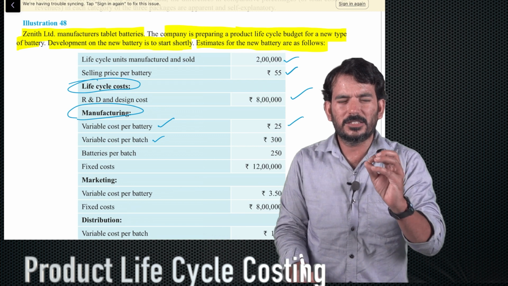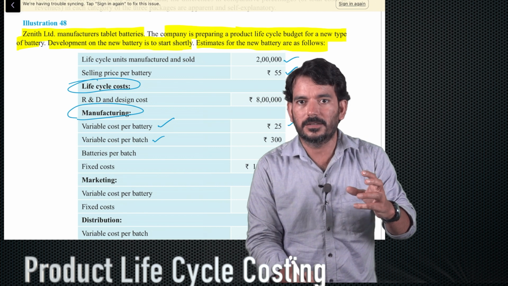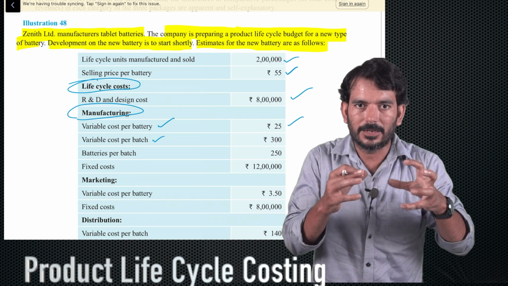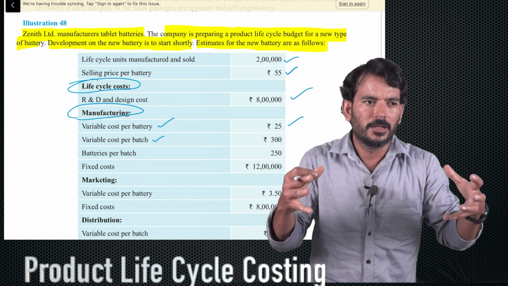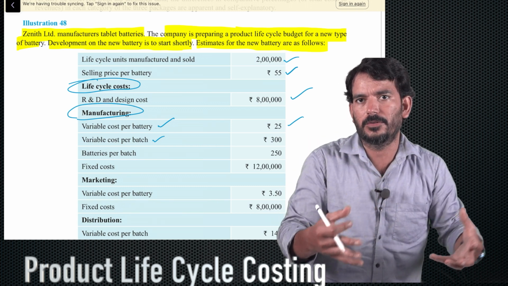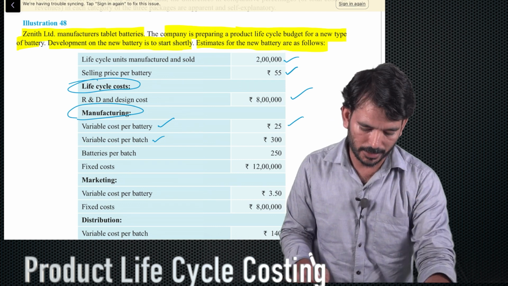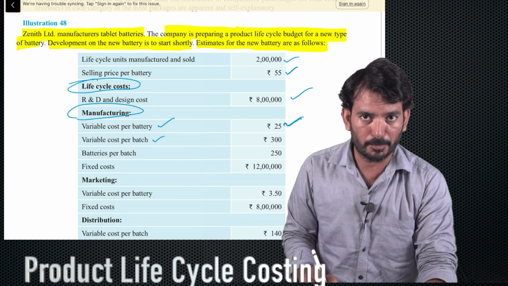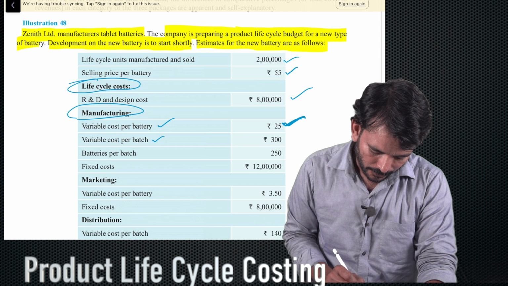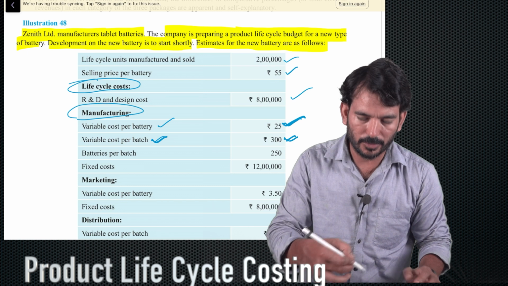So this is where a little smartness is required. I don't even say smartness, but a little caution is required. The reason is certain costs are given per battery, per unit, and certain costs are given per batch. Maybe they will put batteries into a particular box. So we need to be a little cautious about the unit of measurement. Here the variable cost per battery is 25. Per battery is fine, because we will calculate everything per battery. Variable cost per batch is 300. So it's per batch, and you cannot multiply 300 by the number of units.